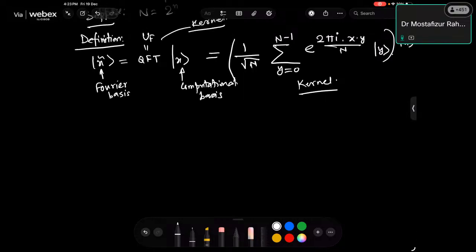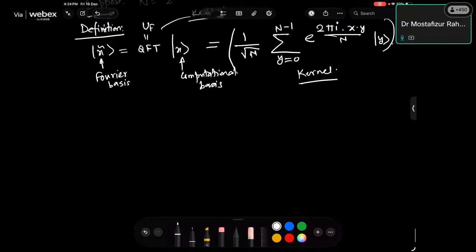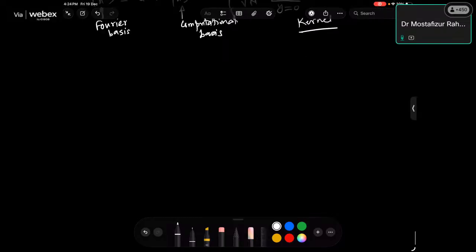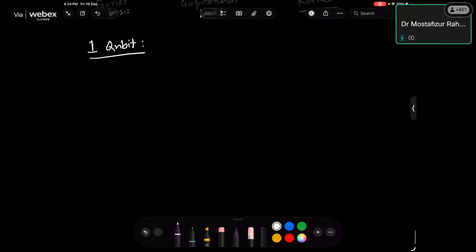This is very simple. When we did it in UG classes, we know 2 pi i, the imaginary number, into x j by the number of discrete Fourier terms, and the basis vector itself. Now we'll see how this is implemented on a quantum machine. We'll first see another definition of the Hadamard matrix for the 1 qubit case, and then we'll extend to multi-qubit. So for 1 qubit, n equals 2 to the power 1, which equals 2.